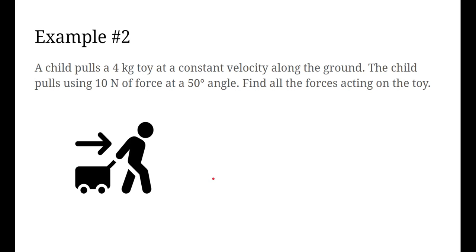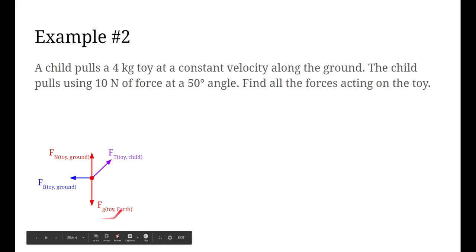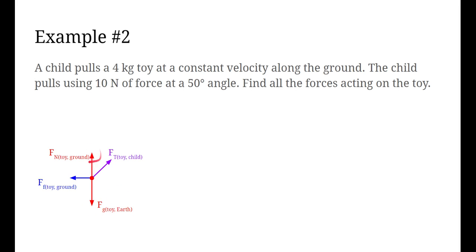For our second example, we have a child that's pulling a 4-kilogram toy at a constant velocity along the ground, and the child pulls using 10 newtons of force at a 50-degree angle. We need to find all the forces acting on the toy. So first, I'll draw a force diagram, and this is somewhat complicated to see with the picture. So here's our force diagram. We have a gravitational force pulling down, a normal force from the ground pushing back up, and then the child pulling this toy at an angle with friction between the ground and the toy.